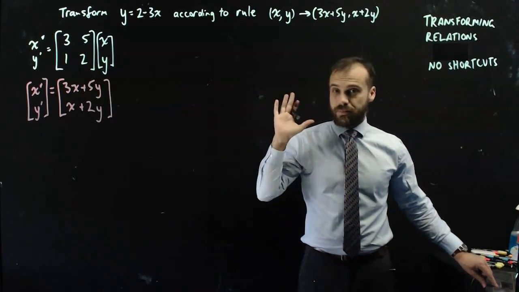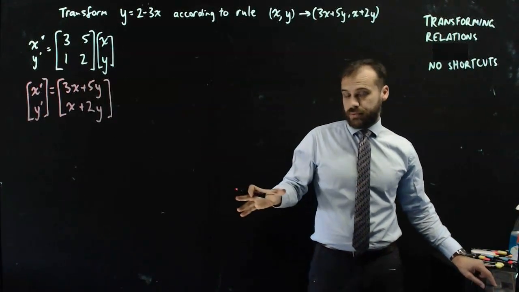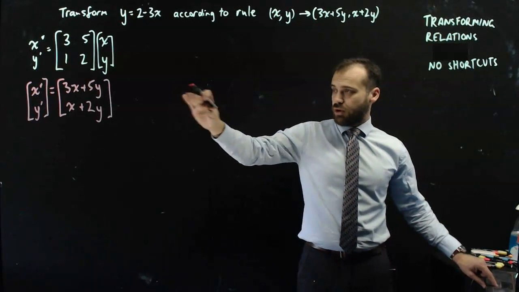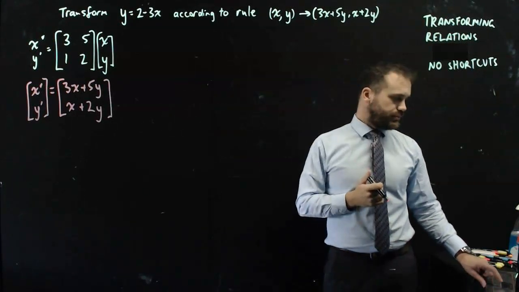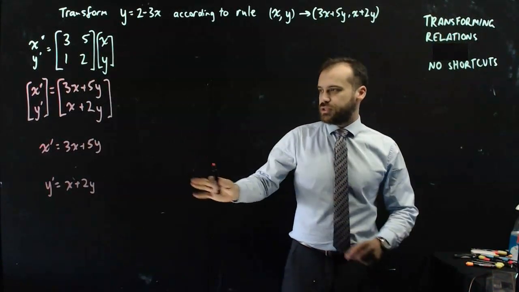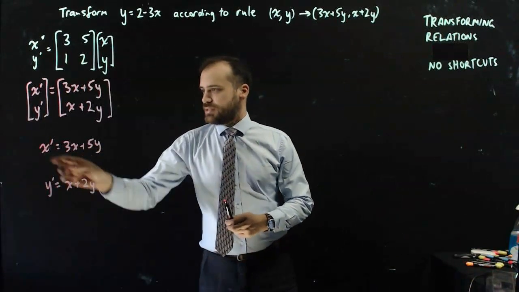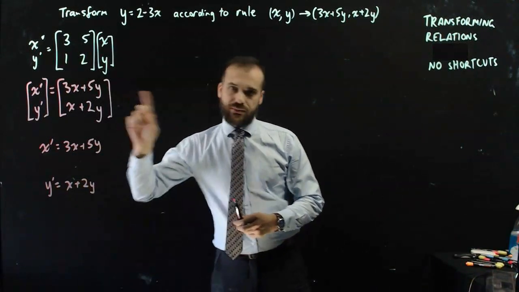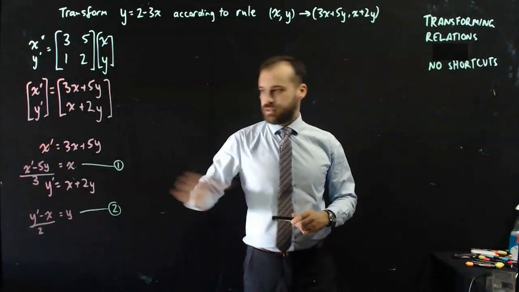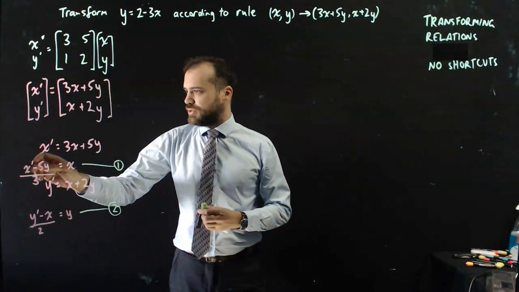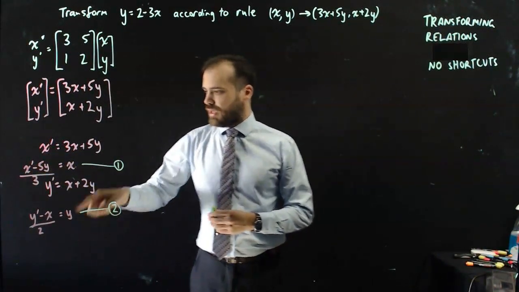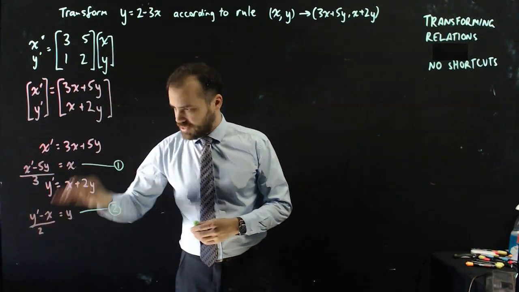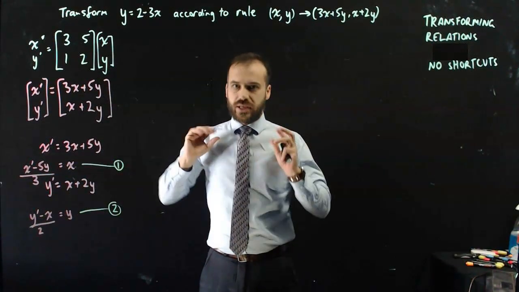Now anything in pink is a bad idea, and I'm going to show you why it's a bad idea right now. Now I'm going to write those as two separate equations. So far so good. And now I need to rearrange these to make x the subject and y the subject. So I'm going to do that now. Alright, and so now they're rearranged. x is equal to x image minus 5y over 3, and y is equal to y image minus x over 2. And here is the problem.